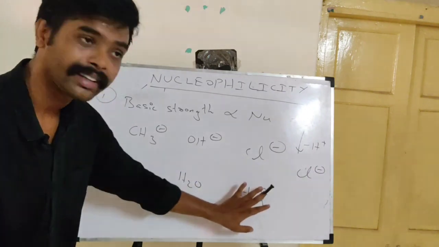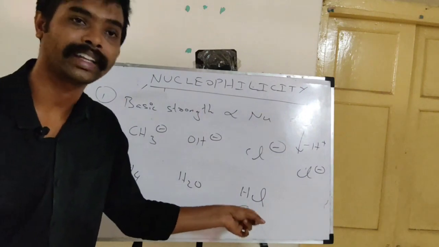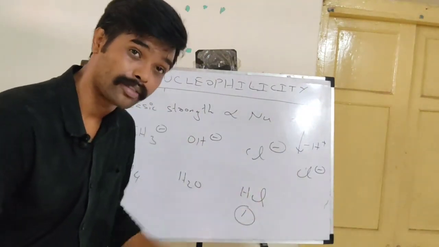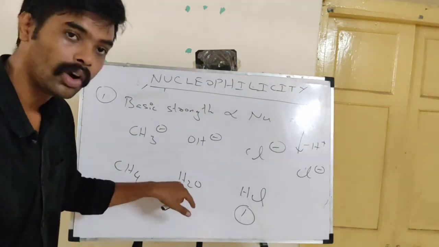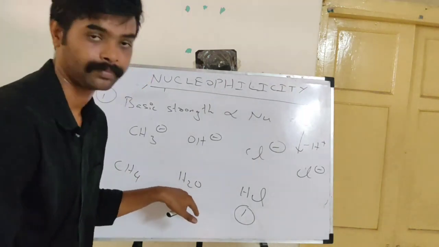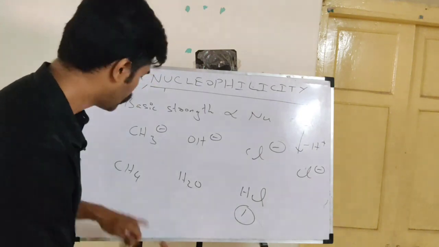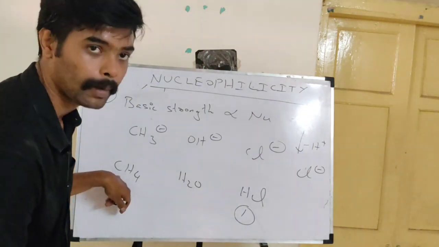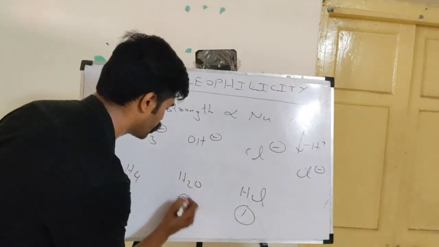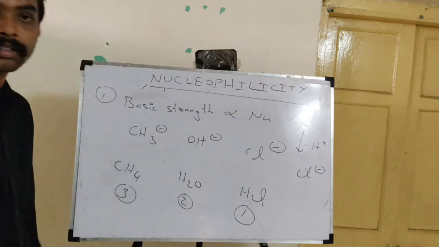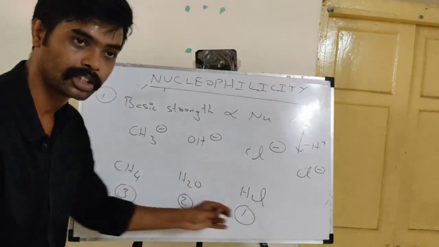If I compare the acidic strengths here, the first rank goes to HCl, the strongest of all acids. Next, comparing CH4 and H2O, I know H2O is amphoteric, that means it can be an H plus acceptor as well as an H plus donor. But CH4 is a neutral compound, it can neither donate nor accept H plus. So the second rank goes to H2O and the third rank goes to CH4. Very simple, right? So this is the acidic strength order.